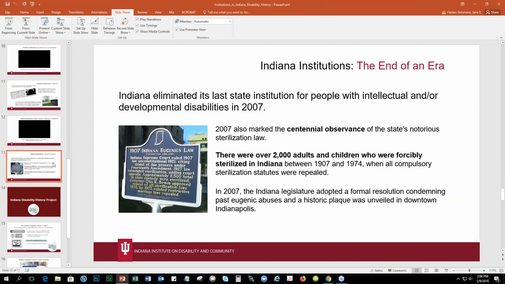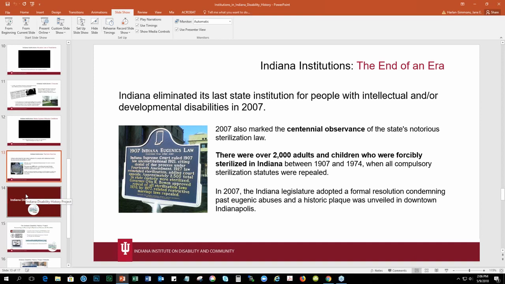Indiana institutions, the end of an era. Indiana eliminated its last state institution for people with intellectual and/or developmental disabilities in 2007. Beneath is a photo of a state landmark plaque erected on a lawn in front of a beige building. It reads 1907 Indiana Eugenics Law. Indiana Supreme Court ruled 1907 law unconstitutional, 1921, citing denial of due process under 14th Amendment. 1927 law reinstated sterilization, adding court appeals.